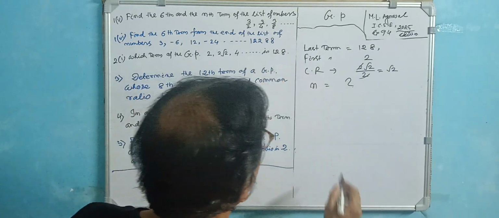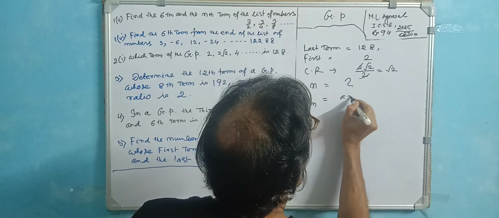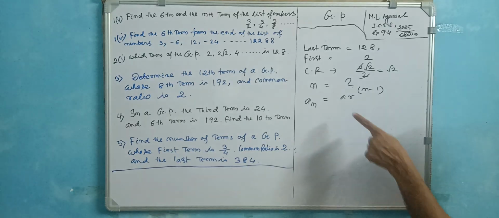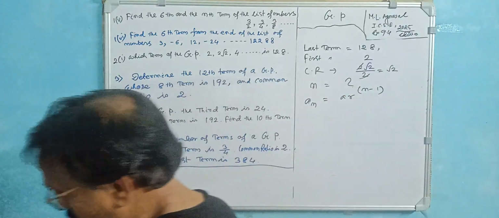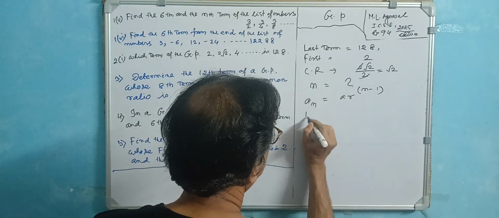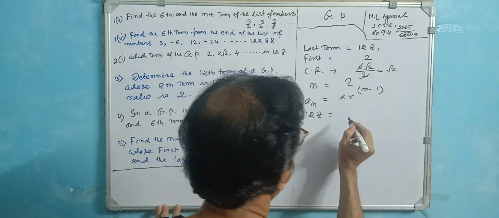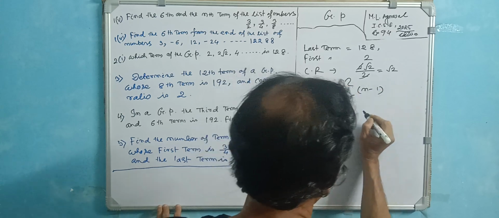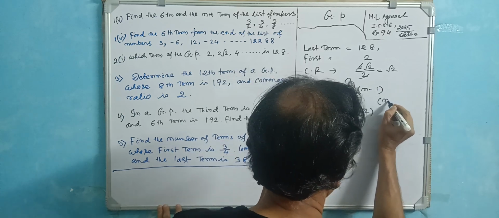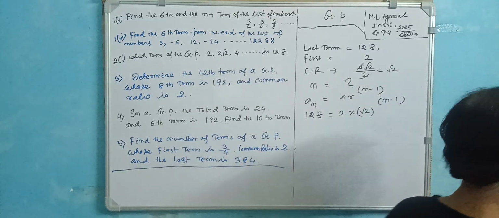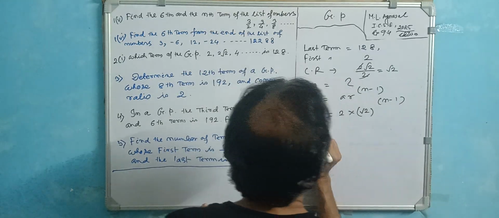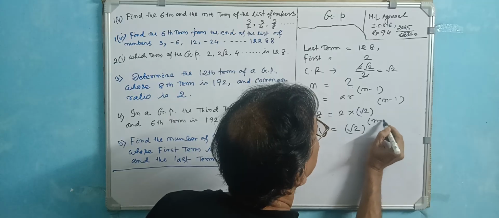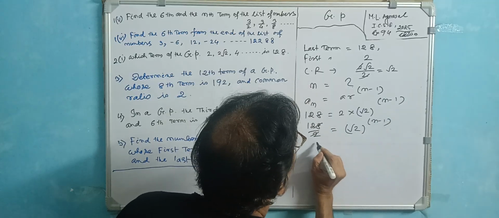Okay, now you calculate n. No problem. You know the value of the last term, so the formula is a r to the n minus 1. You know the value of the last term, this is 128. Just put in the values. What is the first term? A is 2. R is root 2. This is n minus 1. So actually this is 128 by 2, that is equal to root 2 to the n minus 1. No problem. This is 64.